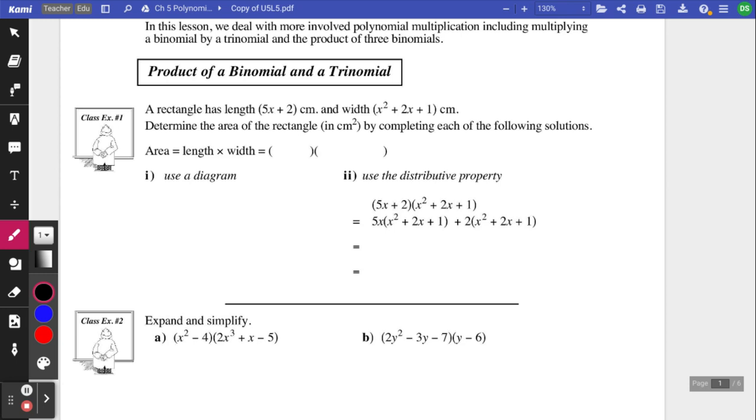A rectangle has a length of 5x plus 2 and a width of x squared plus 2x plus 1. Determine the area of the rectangle by completing each of the following solutions.